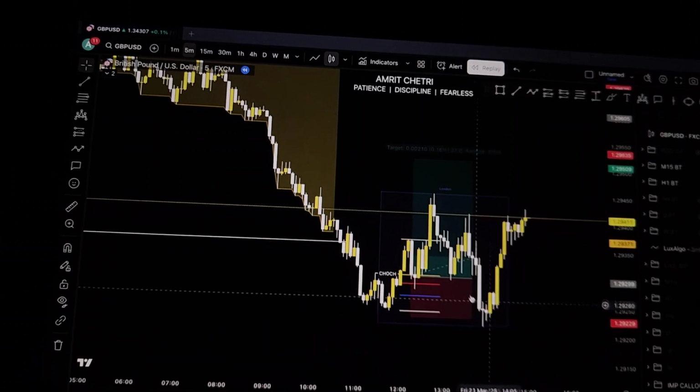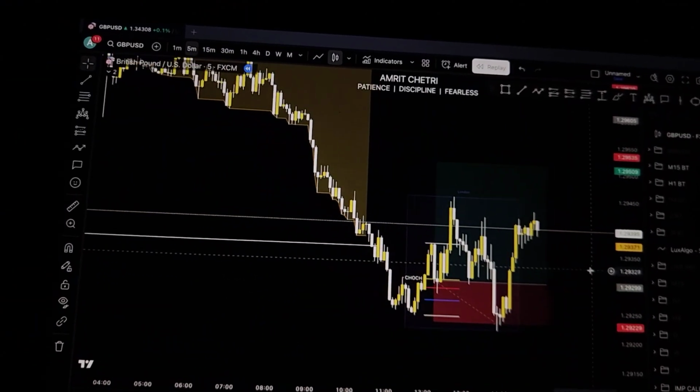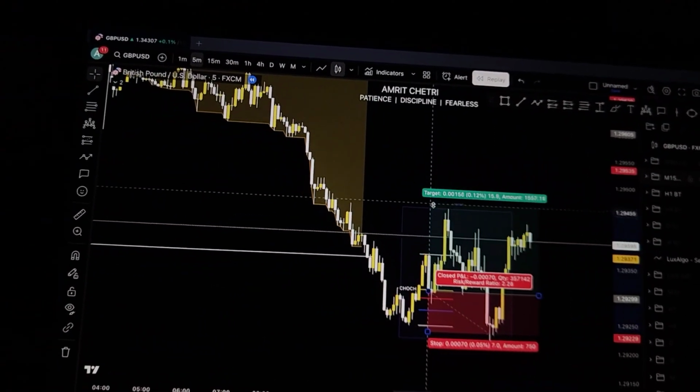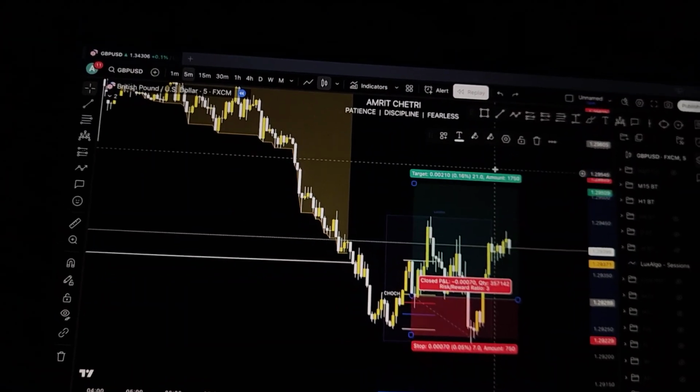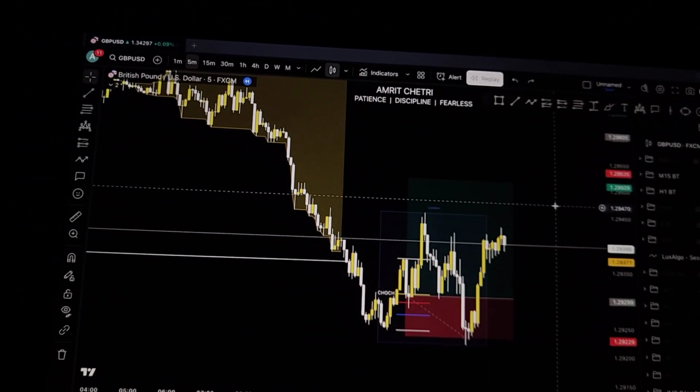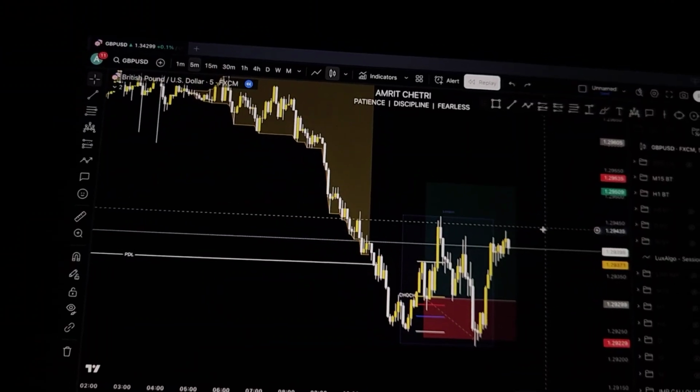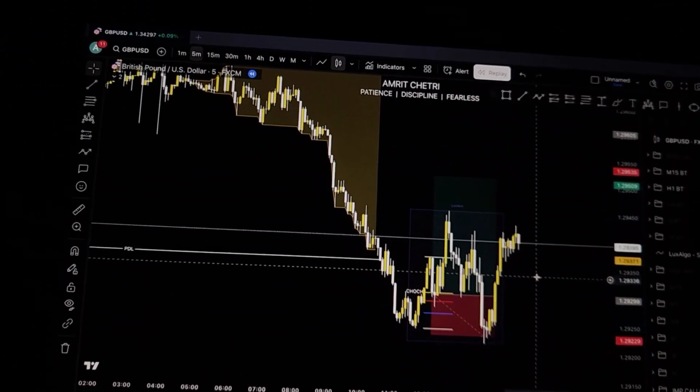As you can see, we got stopped out, man. This was a losing trade on GBP USD, not a losing trade. It was a 1:2 risk to reward. As you can see, it was a winning trade. I mean, it was a break-even trade. As you can see, if I targeted a 1:2, it would have been a winner.